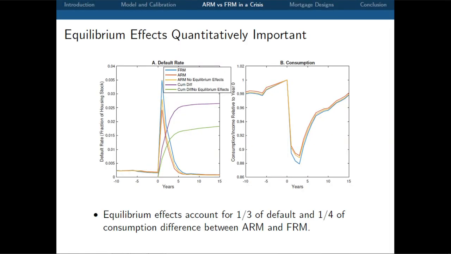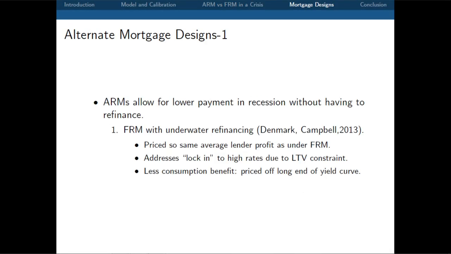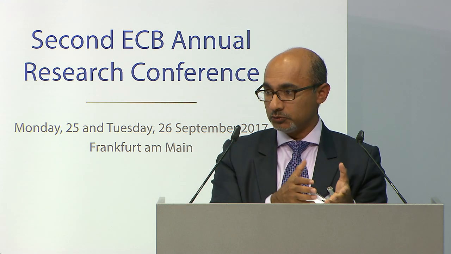Okay, let me skip this one. All right, so the next thing I'm going to do is show you another mortgage design, which is a fixed rate mortgage but allows you to do underwater refinancing. Why am I doing this? Because in the comparison I just did between the fixed rate mortgage that we have in the world and the adjustable rate mortgage, the adjustable rate mortgage beats the fixed rate mortgage in two ways. One is that it is an automatic refinancing mortgage. It automatically takes advantage of low interest rates as they come into the recession. The second thing it does is front-load payment benefits, because short rates fall more than long rates.